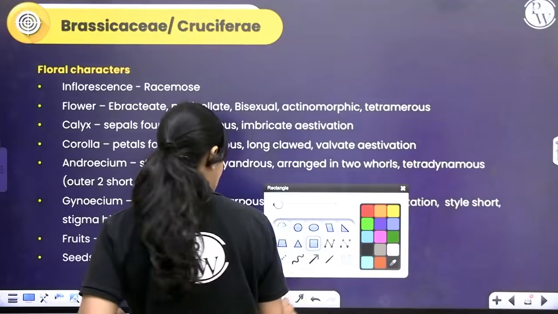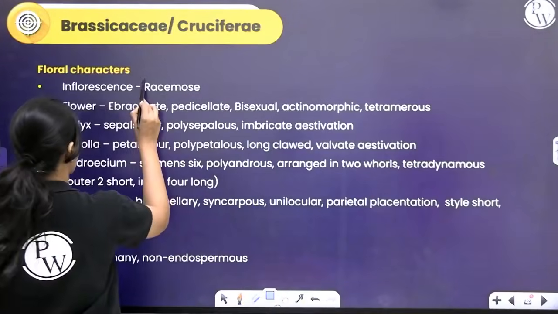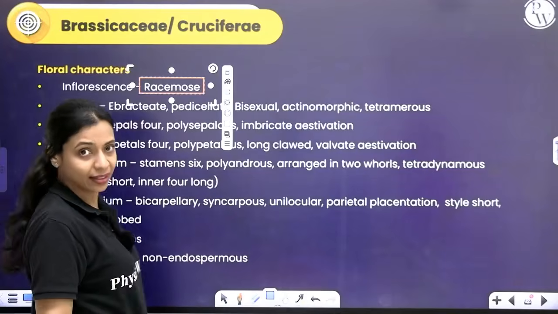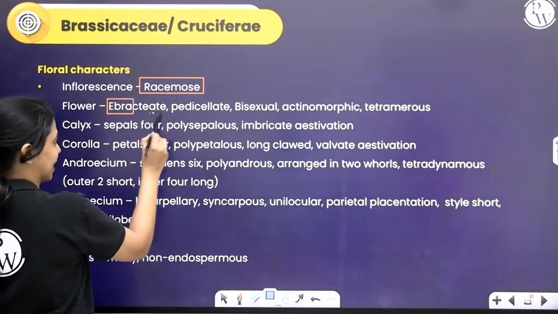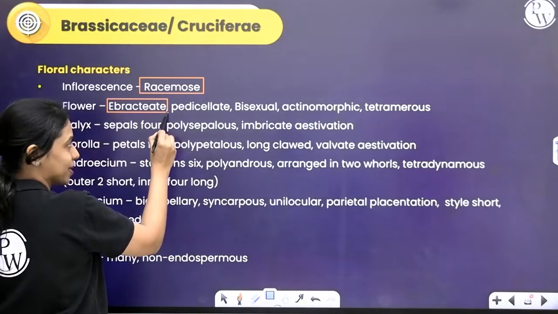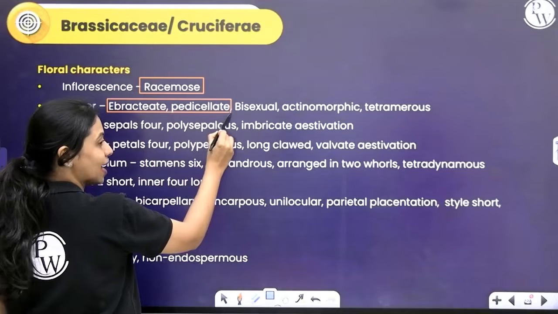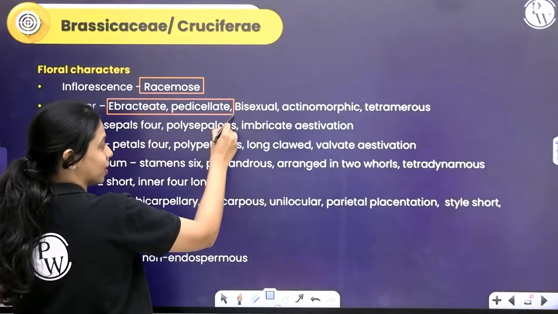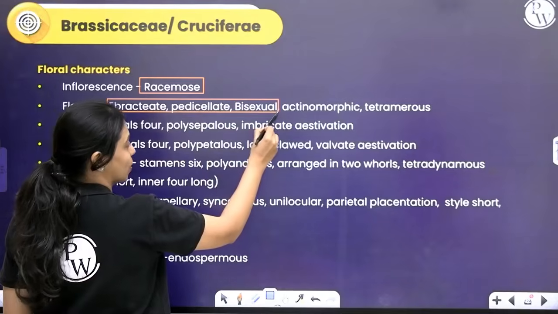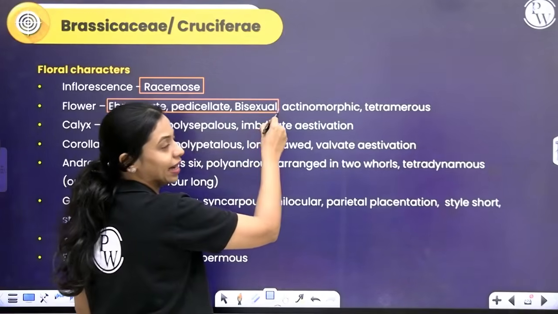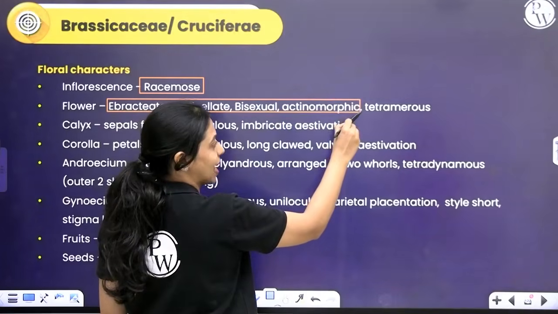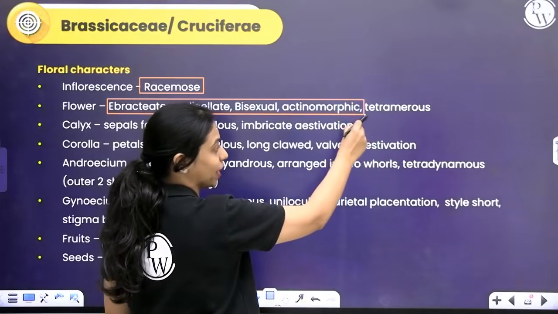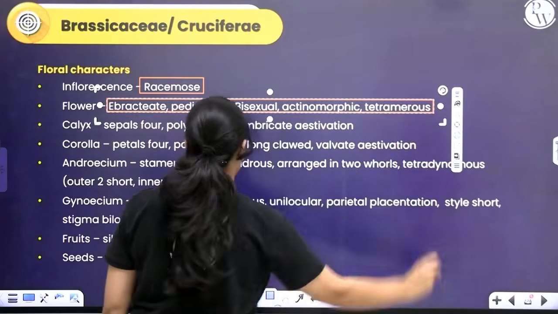Inflorescence is of racemose type. Flower does not have a bract, so we call it ebracteate. It does have a pedicel, so it's pedicellate. It has both androecium and gynoecium within the same flower. We saw that in the floral diagram as well. So it is bisexual. It is radially symmetrical, so we say that it is actinomorphic. It has 4 sepals and 4 petals, so we call it tetramerous.